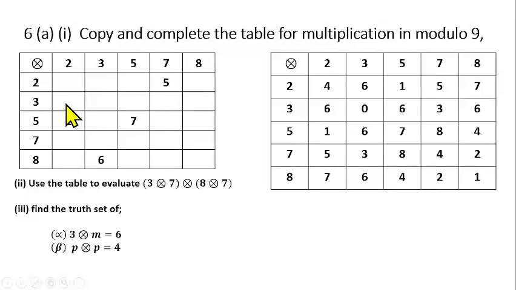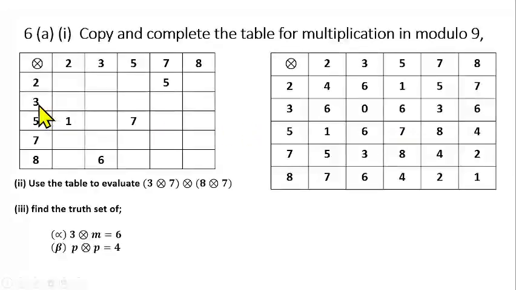Then for the next one, we have 3 times 2. That should give us 6. So you have 6 here. Next one, you have 3 times 3 is 9. So you cannot write 9 down. So 9 divided by 9 gives us 1, remainder 0. So this one will be 0. Then 3 times 5 is 15. You cannot write 15 down as well. So 15 divided by 9 should give us 1, remainder 6. So this one will be 6.